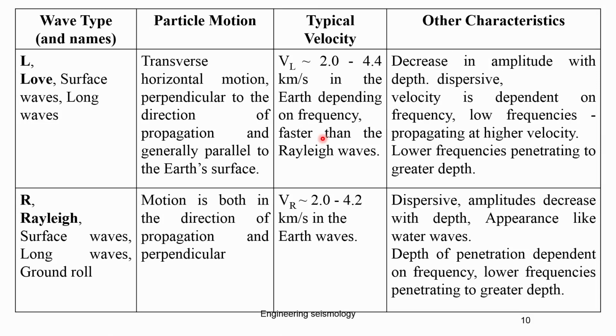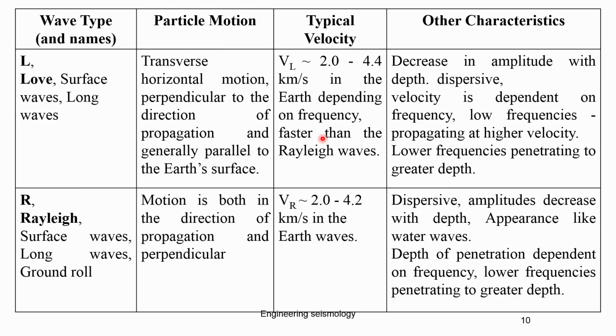Decrease in amplitude with the depth. Dispersive, velocities depend upon the frequency, and low frequency propagates with higher velocity. Lower frequency penetrates to greater depth. The Rayleigh wave, a surface wave or long wave, is the ground roll. Motion is both in the direction of propagation and perpendicular, where it rotates. The velocity range is 2 to 4.2 km per second in the earth. Dispersive, amplitude decreases with depth, with an appearance like water waves. Depth of penetration depends upon the frequency; lower frequency penetrates to a greater depth.